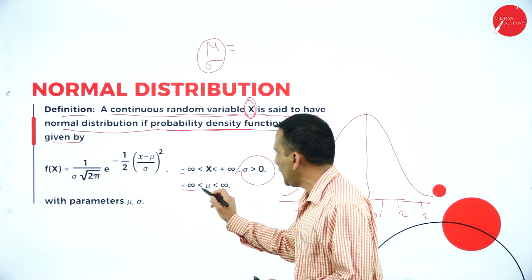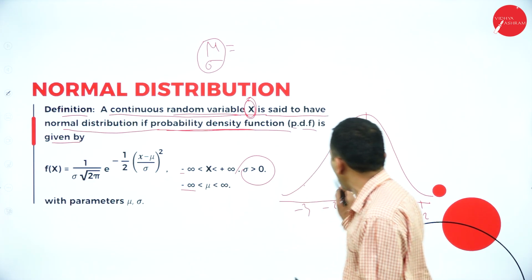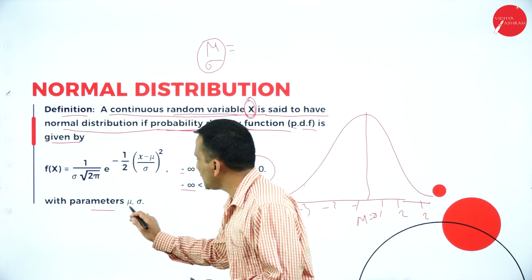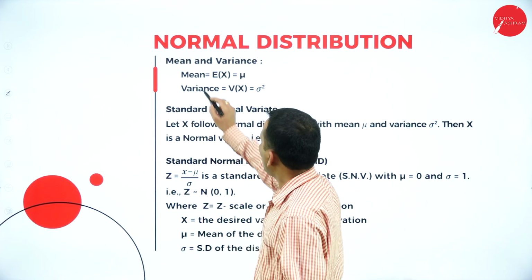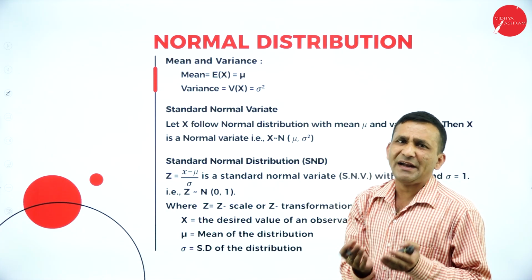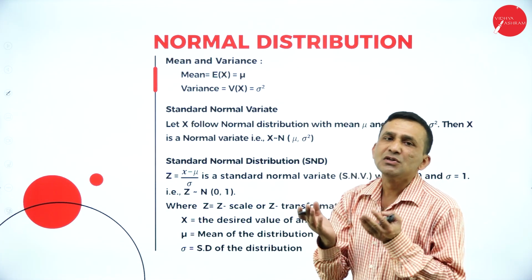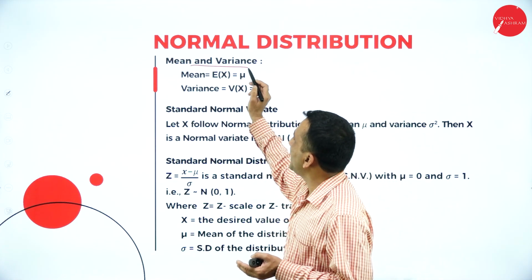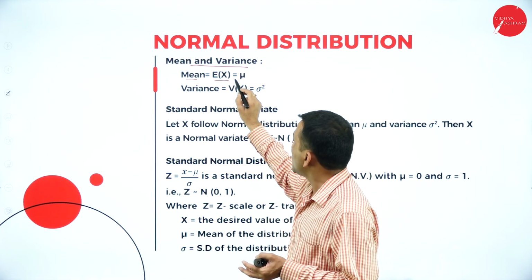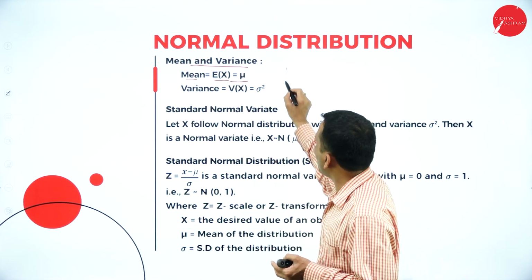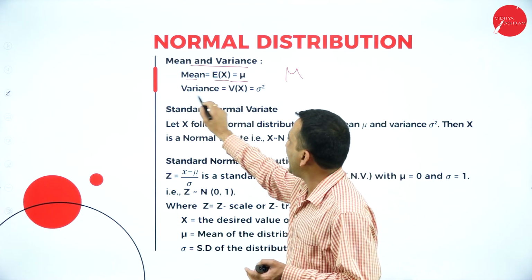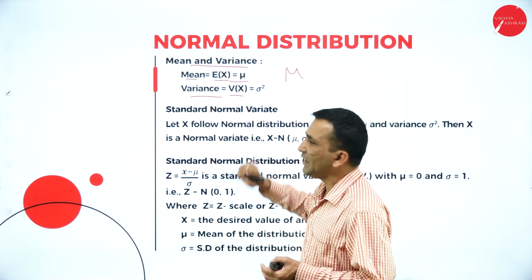So from minus infinity to plus infinity, based on the bell-shaped curve only we are trying to identify, with the parameters mu and sigma. Under binomial and Poisson distributions we have identified mean, variance, and standard deviation. In this case also, the mean, E of x, is nothing but mu, the population mean. The variance we write as V of x, which is sigma squared.